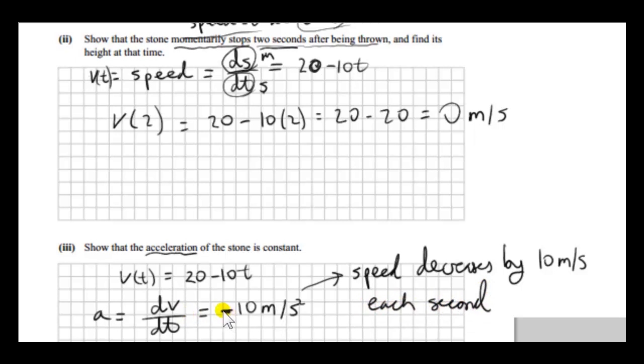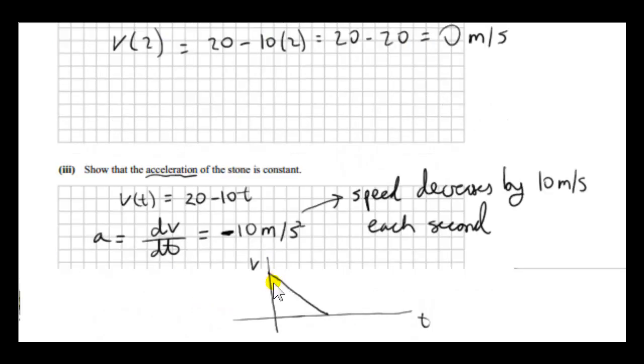How do we know that the speed decreases? It's the minus sign that tells us that. If you wanted to look at a graph of the speed, it would look like this. It would be a straight line. See, it's a linear function of time. Okay, at 0 the speed is actually 20. T is 0, we just get 20. And the speed decreases uniformly by 10 meters per second each second.